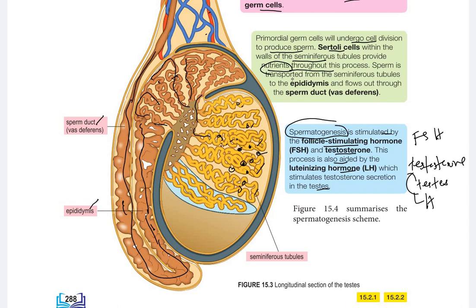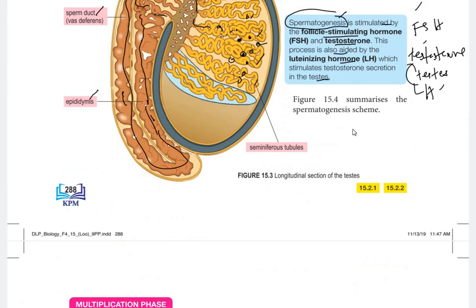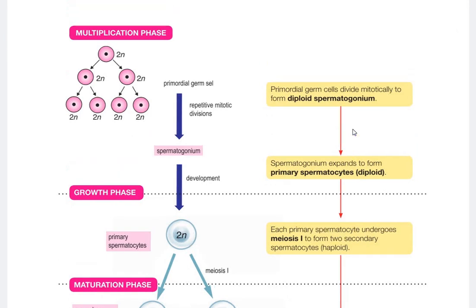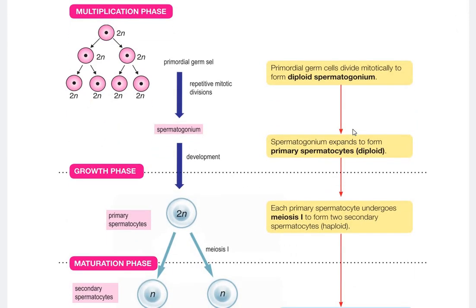spermatogenesis. Okay, so you must remember the hormones that are involved in this spermatogenesis. Okay, FSH, testosterone, and also LH. Okay, so let us take a look at the process. What about the process? Okay, so in the process here we have mitosis and meiosis. So start with the multiplication phase here. Start with the primordial cell.